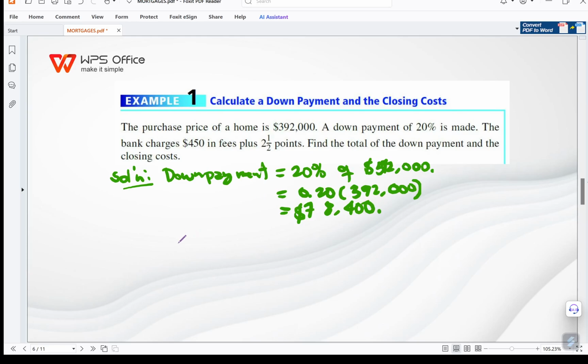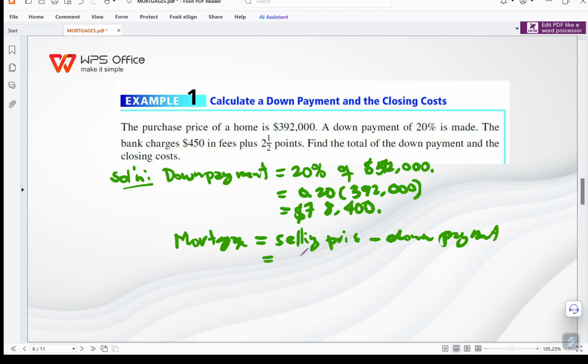Next, we need to find the mortgage, the amount to be loaned, and that is equal to the selling price or the purchase price, and then subtract the down payment. So the selling price is 392,000, and then we subtract 78,400. So the mortgage is now equal to $313,600. That's a lot of money.